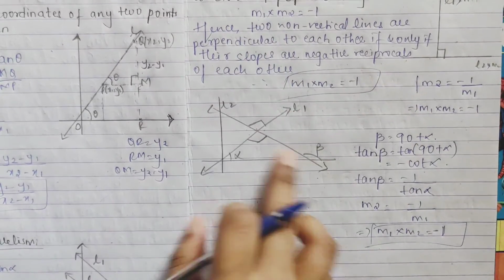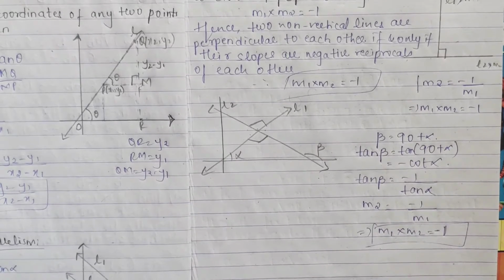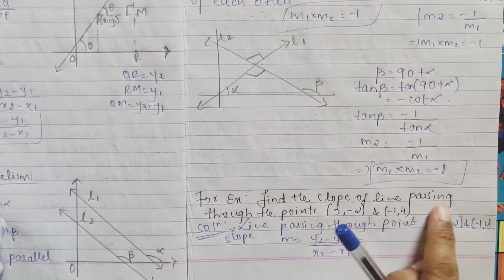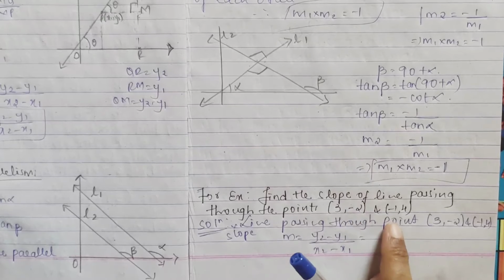You get it in the same way. For example, find the slope of the line passing through the points (3, minus 2) and (minus 1, 4).